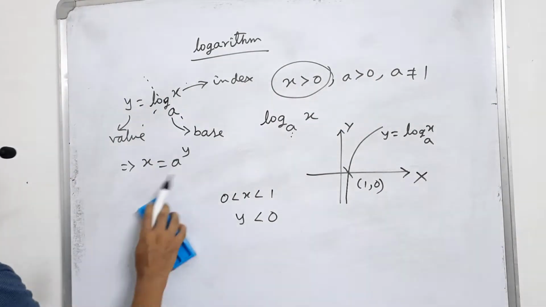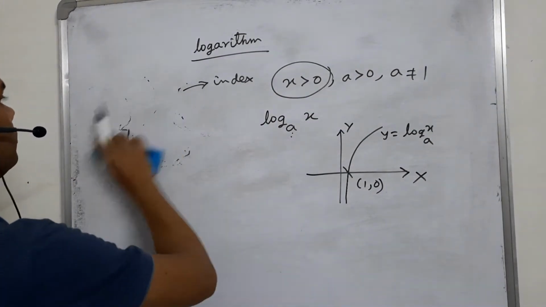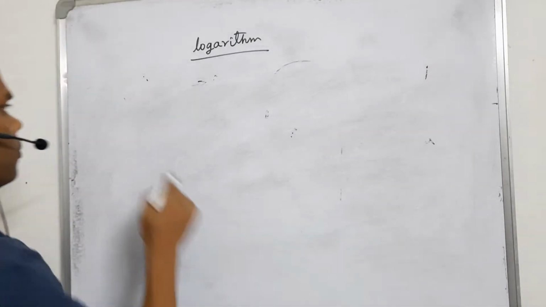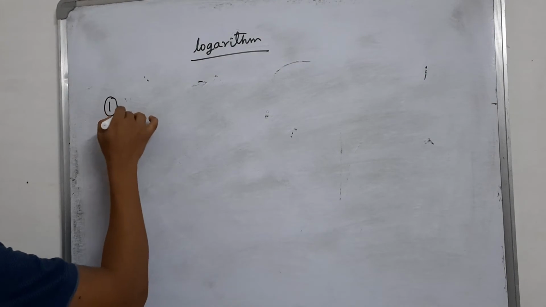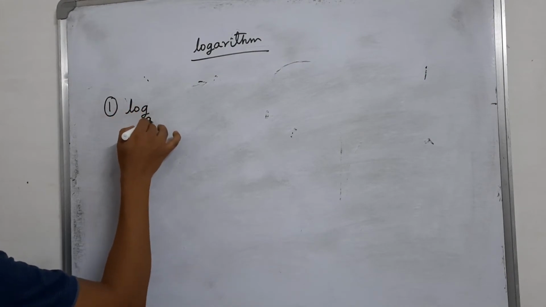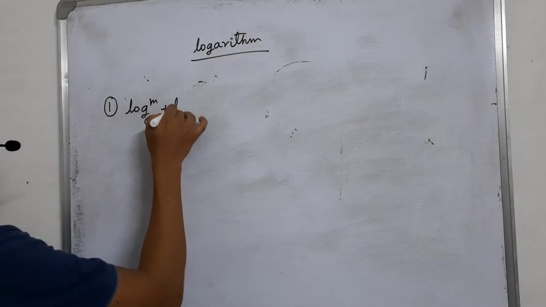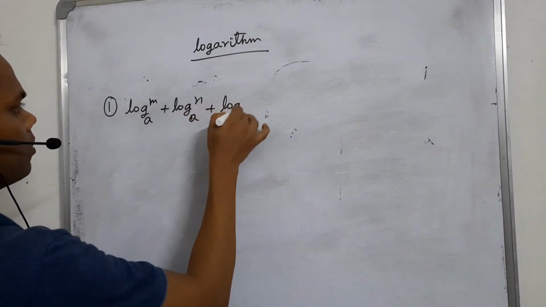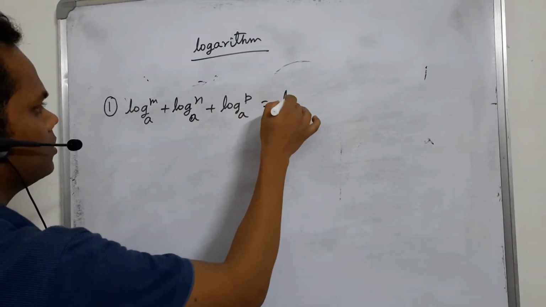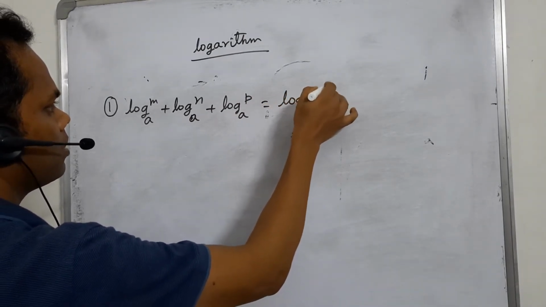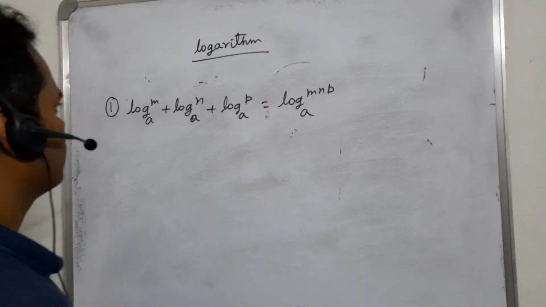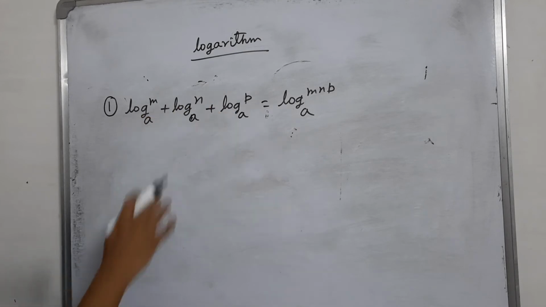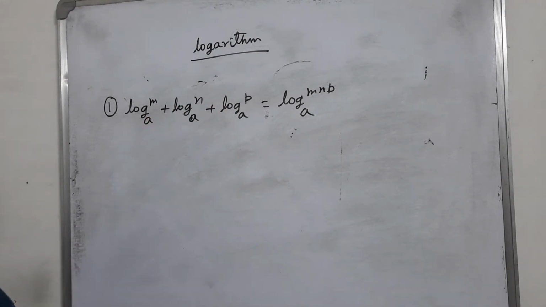There are some formulas on it. Formulas of logarithm: log m to base a, log n to base a, log p to base a. This one is log mnp to base a. With respect to the same base, the log of the product part is added.